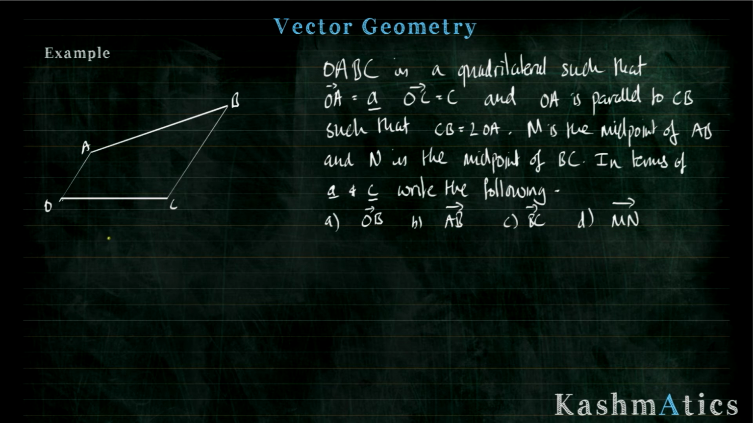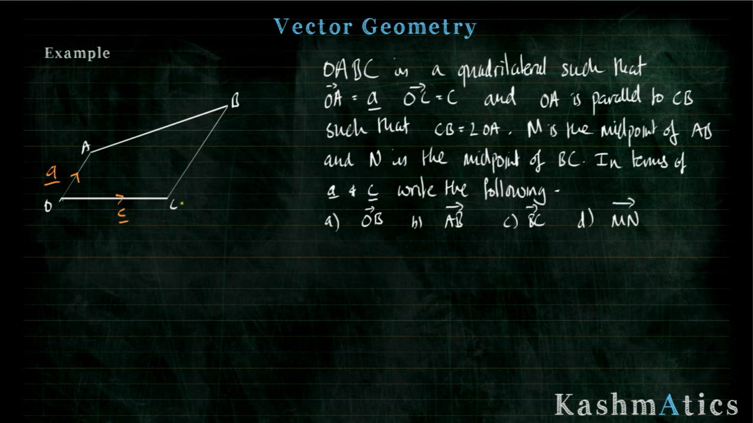So as always, I'm going to put the information on the diagram first. So let's see what we have. We've got the vector O to A, which is vector A. We've got O to C, which is vector C. And then over here, we're told that O to A is parallel to C to B. So these two sides are parallel, which means they're in the same direction.